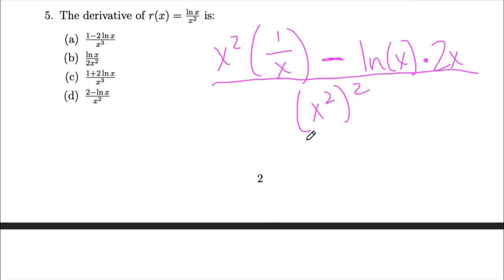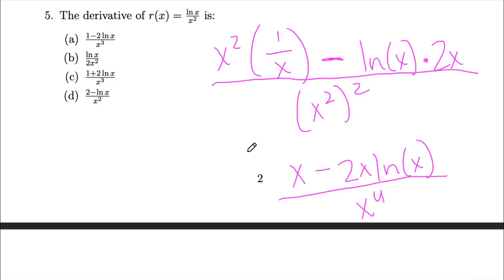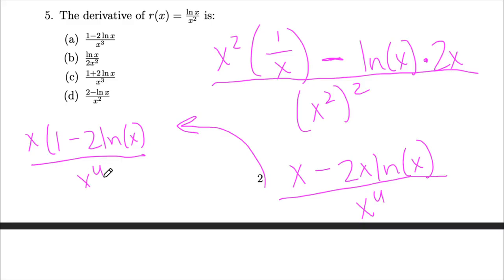Now we're going to go ahead and clean all of this up. So x squared times 1 over x is just x. And then here we're just going to rewrite this as 2x ln x. And then this would all be over x to the fourth. Now we can simplify by taking an x out of the numerator. So that would look like this: x times 1 minus 2 ln x over x to the fourth.